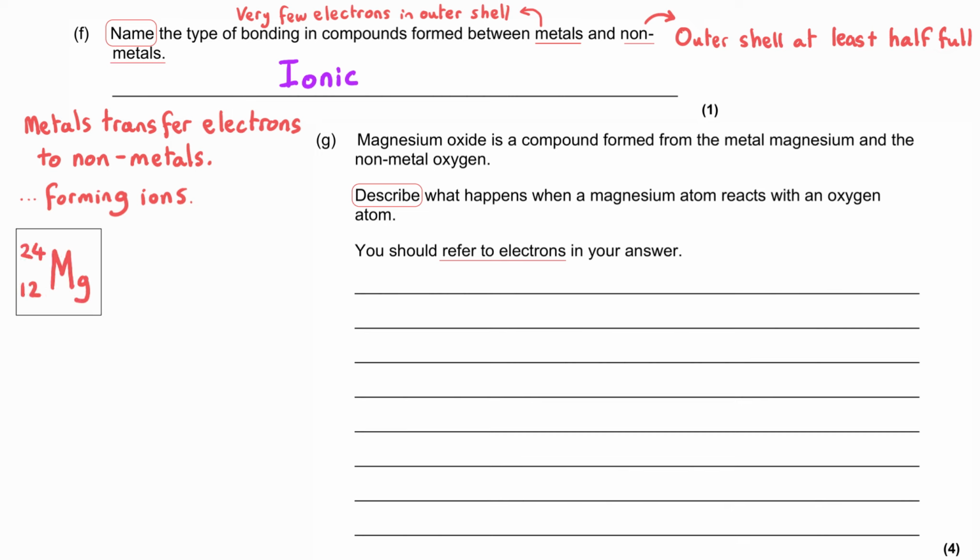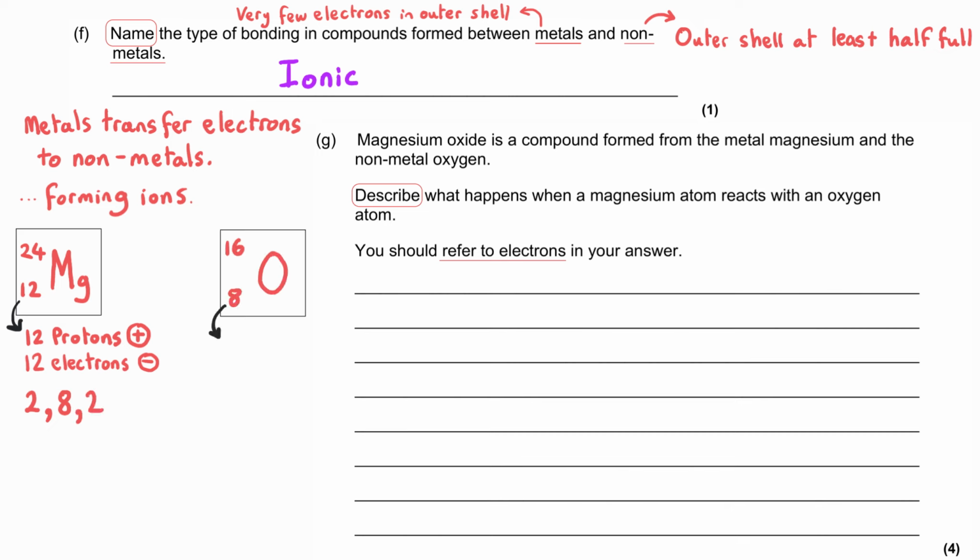And so magnesium has got an atomic number of 12, that means 12 protons and 12 electrons. And so there will be 2 electrons in the first shell, 8 in the second, and 2 in the outer shell. Oxygen has got an atomic number of 8, so it will have 2 electrons in the first shell and 6 in its outer shell.